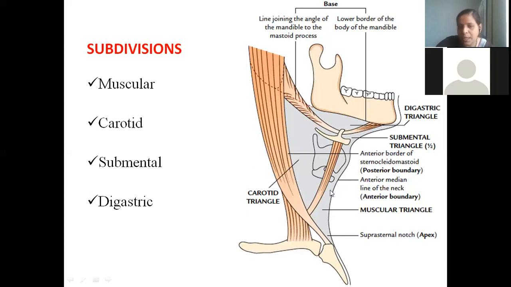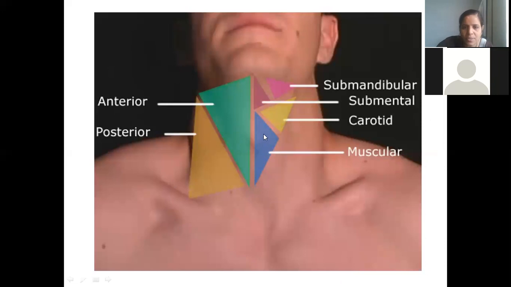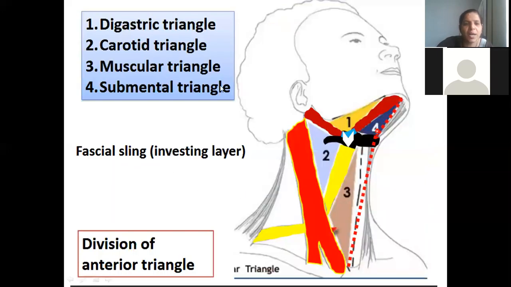One, two, 3.5 triangles. One is digastric, second is carotid, third is muscular, and the fourth, half, is the submental triangle. Like that we have 4 subdivisions. You can see this whole green area is the anterior triangle. The subdivisions are muscular, carotid, submandibular, which is also digastric, and submental, which is half on the right side and half on the left side. 3.5 triangles with different names.